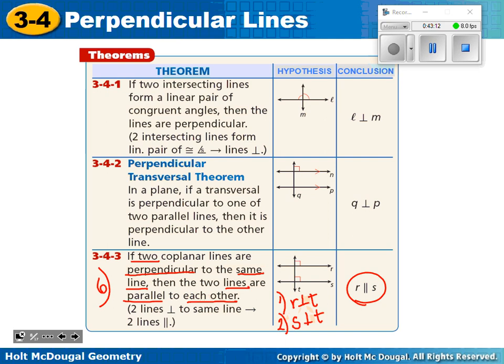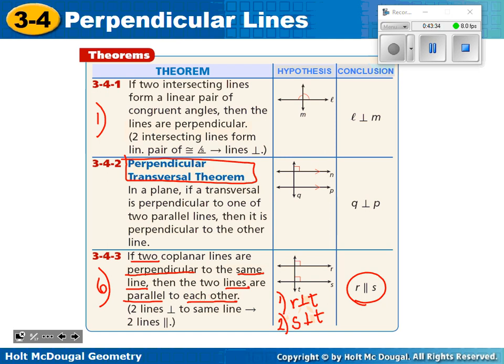Okay, let's look at our 2 ways to prove lines perpendicular. There's only 2 ways and only one of them has a name. The other one you're again going to have to write out in your own words. So let's start up here with the first one that does not have a name. And it says, if 2 intersecting lines form a linear pair of congruent angles.